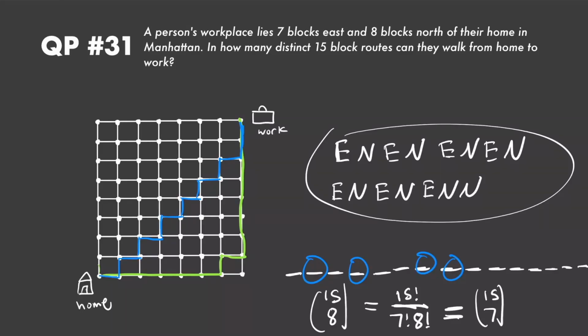So you can think about it any of these ways, but it's going to end up equaling this right here, which is equal to 6,435 once you do it out, and that is the final answer.